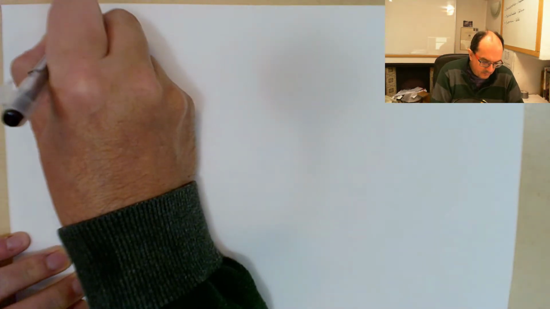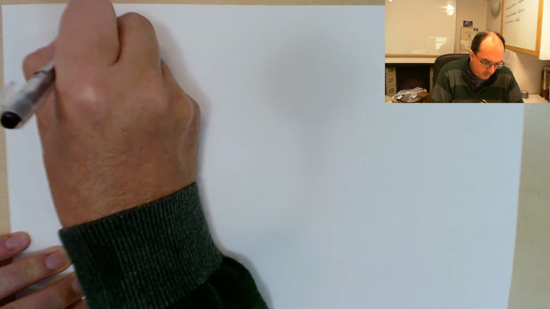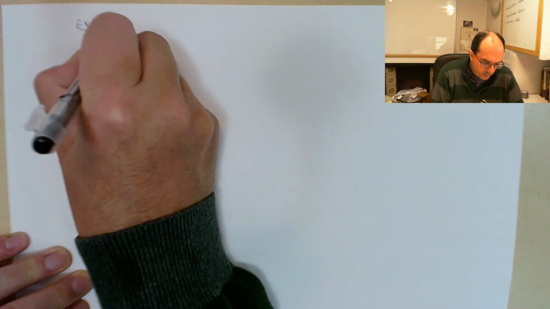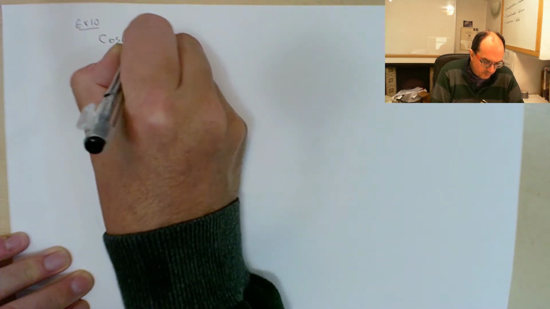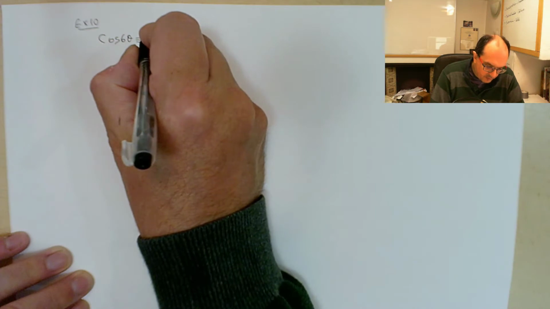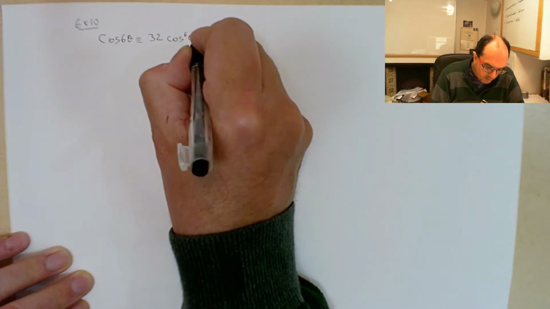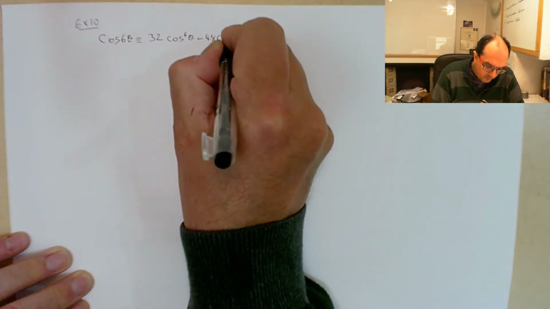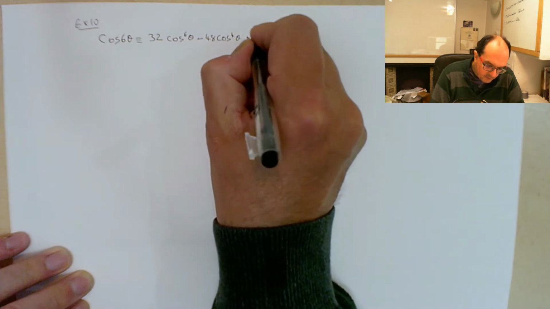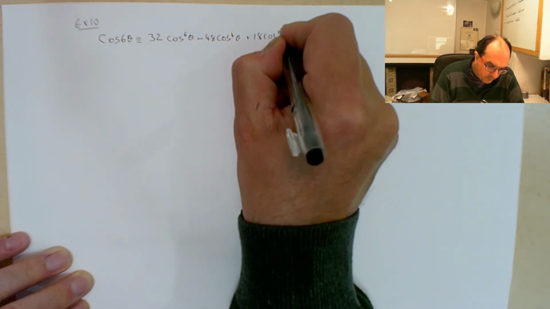We're going to use De Moivre's theorem and binomial expansions to enable us to take examples like this one. So, example 10: what we're wanting to show is that cos 6 theta is equal to a series of different powers of cos. We want to show that it's equal to 32 cos to the power of 6 theta minus 48 cos to the power of 4 theta plus 18 cos to the power of 2 theta minus 1.